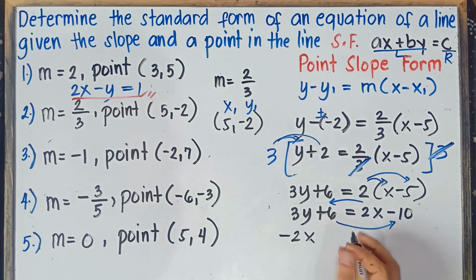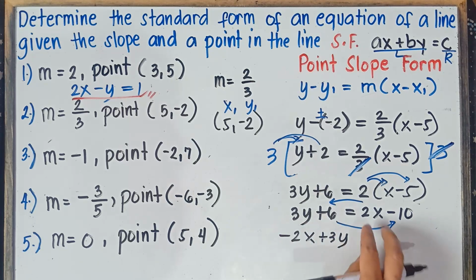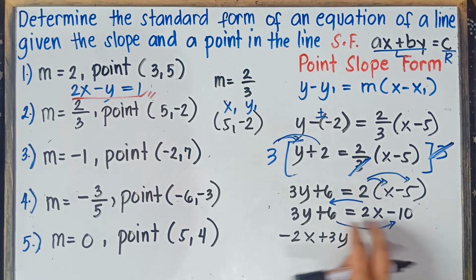Simply copy positive 3y. Do not change the sign of 3y because 3y is still on the left side of the equal sign. So we change the sign of 2x because 2x, that would be right to left. We transpose 2x from right to left. Once we transfer from this equal sign, we change the sign.